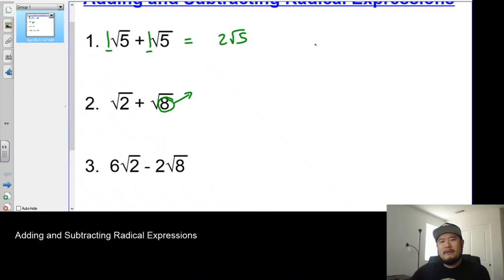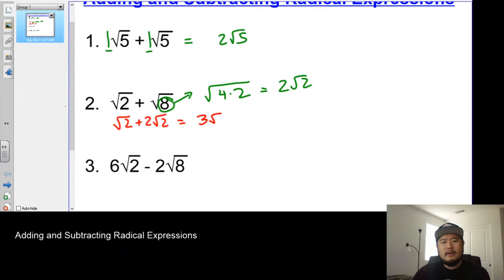Now, remember, let's first think about what some factors of 8 are. 8 and 1, 2 and 4. Figuring out those different factors will help us come up with our answer. Let me take this rad 8 and think about two factors, one of them being a perfect square: 4 times 2. When I take the square root of 4, that's 2, and that goes on the outside. So this turns into 2 rad 2. Now we have two radicands that are the same. So we have rad 2 plus 2 rad 2, and when we put that all together, we have 3 rad 2.